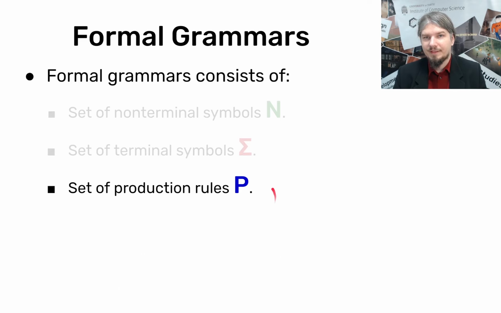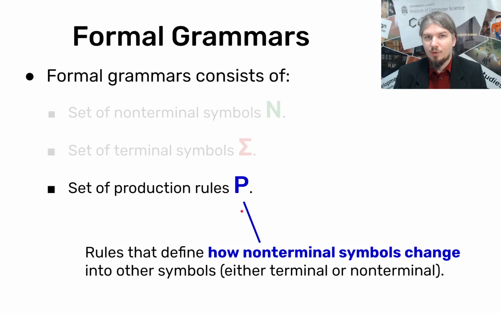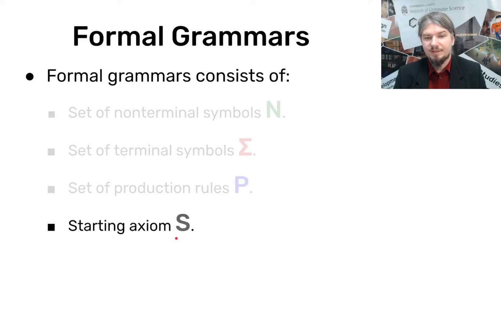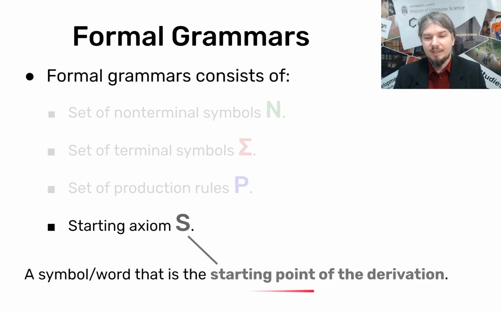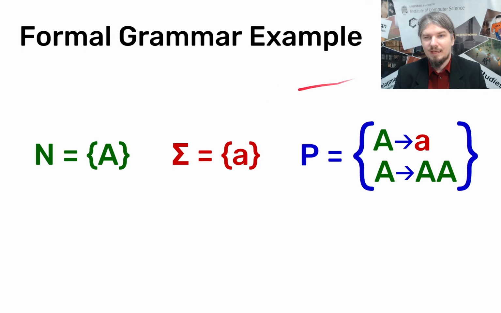Of course, we have a set of rules that define how we can change these non-terminal symbols into either other non-terminal symbols or terminal symbols. And we also have a starting axiom S that we start our derivation from. So this will be the starting point of our derivation. Now formal grammars are easy to understand with an example.